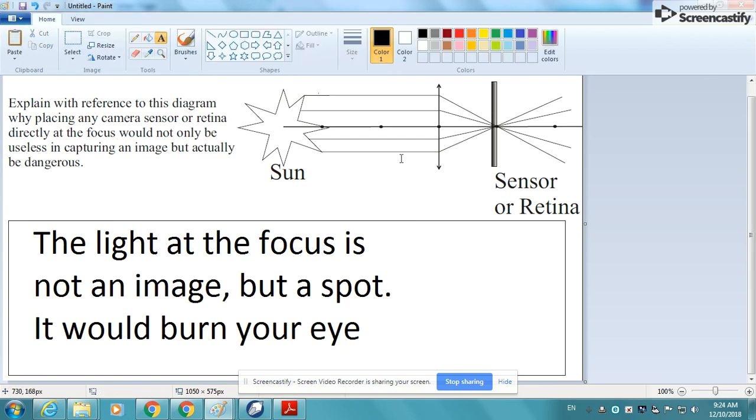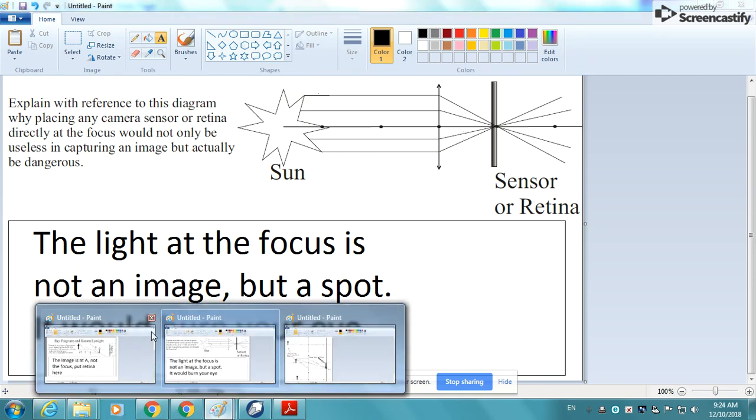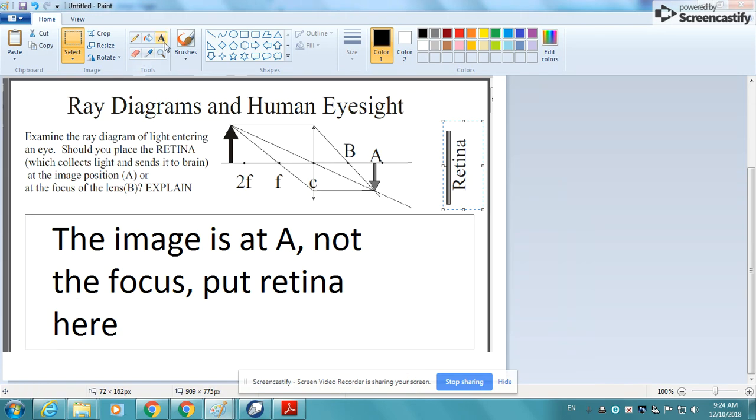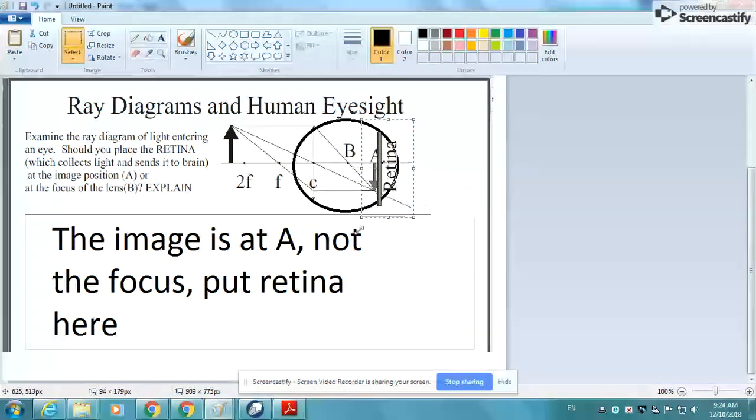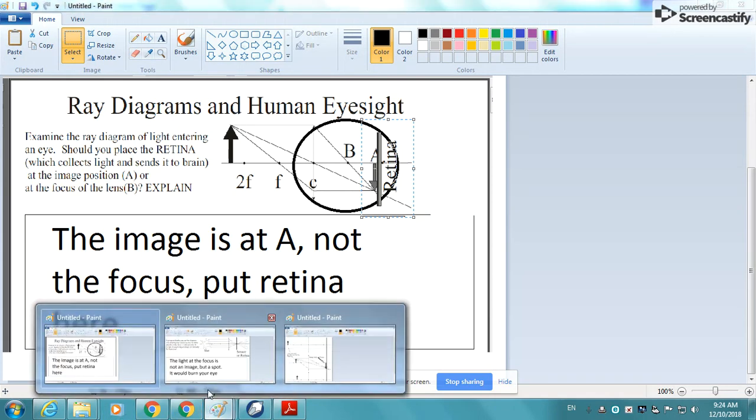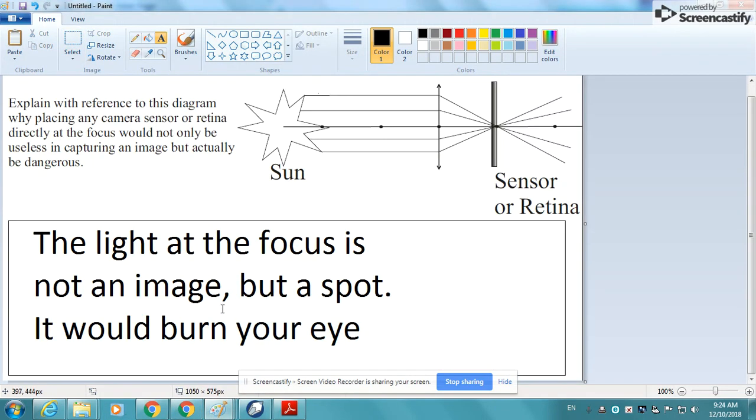And for some reason, diagrams like this persist in your textbooks and elsewhere. They really should be showing this kind of diagram here. They should be showing the human eye drawn in the diagram like this, and the retina is not sitting at the focus, but the retina should be back here. Instead, they keep producing this diagram repetitively. This is a burning of material. This is not creating an image.